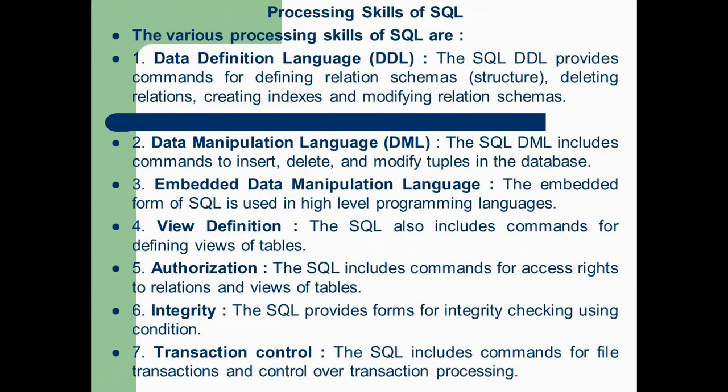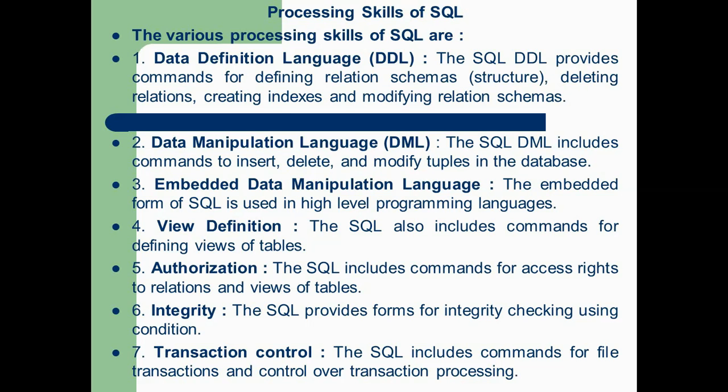So next we are going to see the topic called processing skills of SQL. The various processing skills of SQL are, first, DDL, Data Definition Language. This is a category of commands used to create schemas, which are structures, delete relations, create indexes and modify relations in schemas. Schemas generally refer to the structure of any database or any table. Next one is DML, another category which is used to give commands related to insert, delete and modify tuples. Here tuples are also called rows.